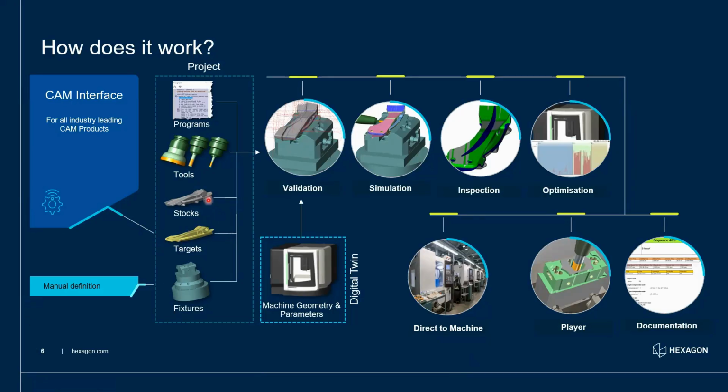Your part model, stock model, fixture model, tool library, NC program. This is the data required to create any simulation project. So where can we get this data? We have already created or used all this data in our CAM software, so we can get the data from the CAM software with the help of an interface.